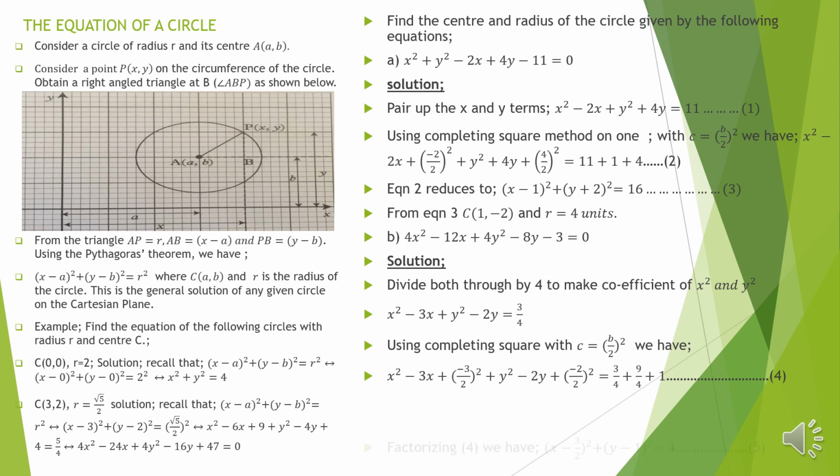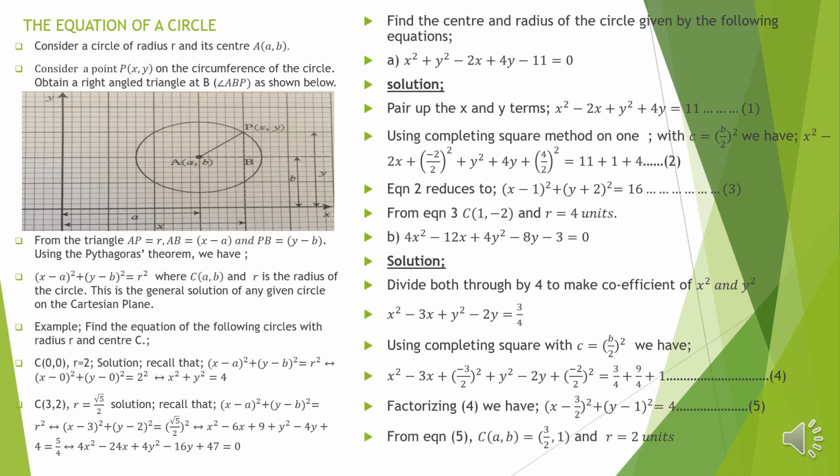Equation 4 reduces, after factorization, to x minus 3 over 2 squared plus y minus 1 squared equals 4. Now, comparing this one with the general equation of a circle, we realize that the center of that circle becomes 3 over 2, 1, and the radius reduces to 2 units.